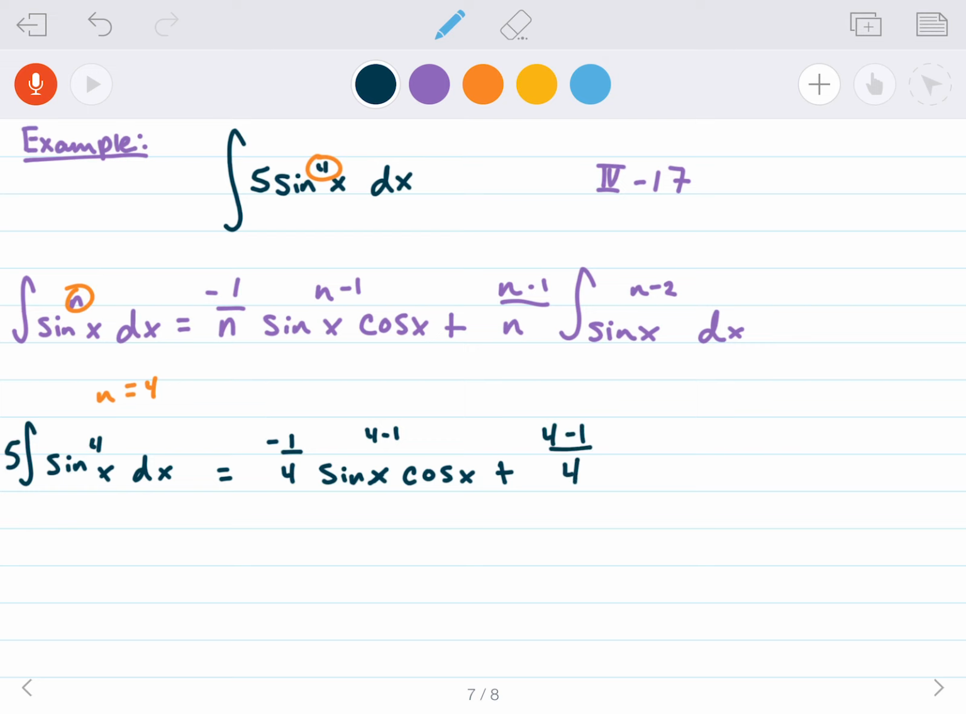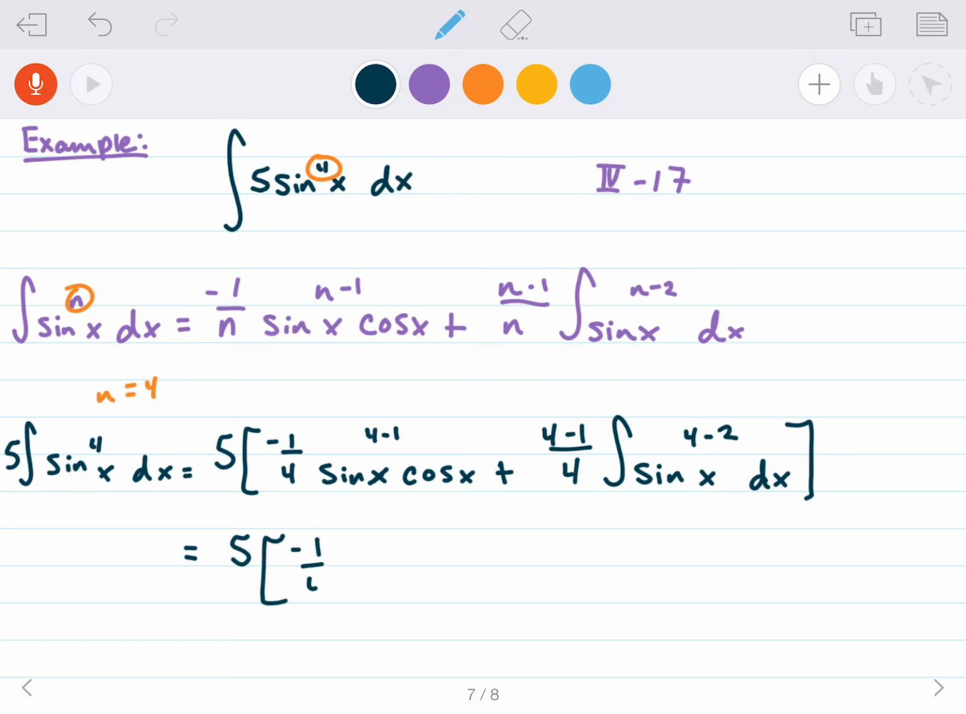Looks good. And then we have sine to the 4 minus 2x dx. Okay. And we have the 5 on the outside. Let's not forget about that. So we have that. All right, so let me clean this up a little bit. Just kind of cleaning up the powers, doing the subtraction. Make it look a little bit nicer.